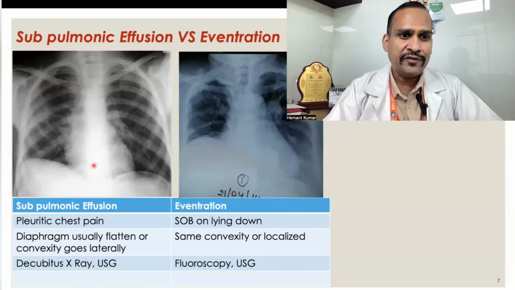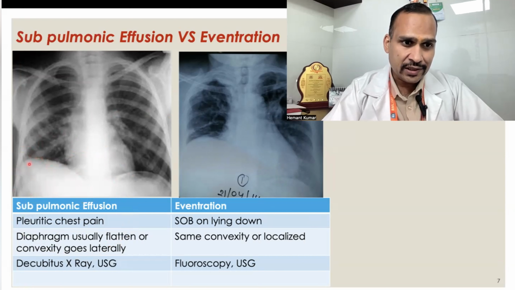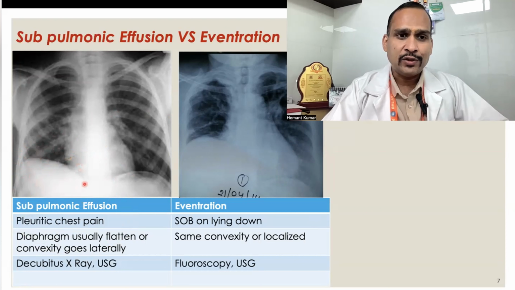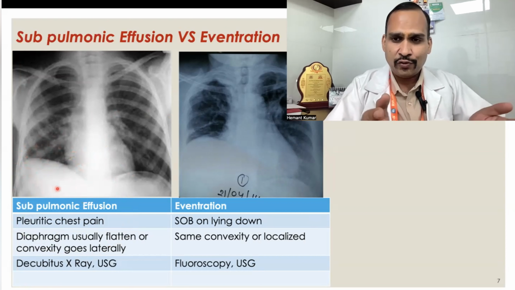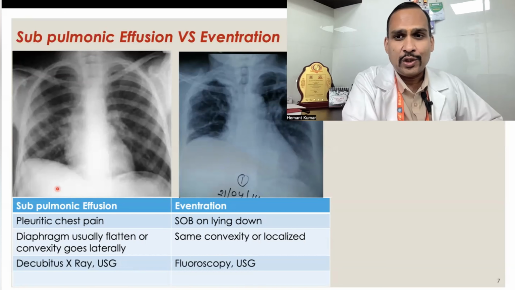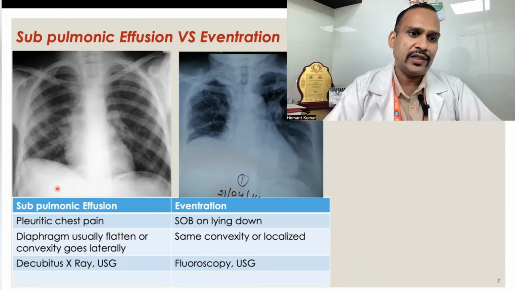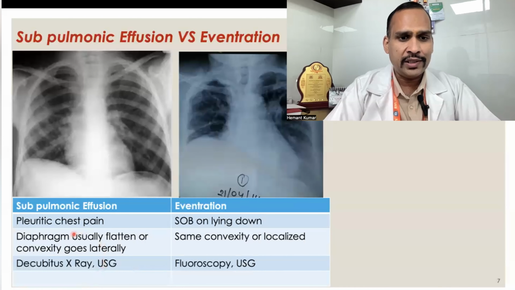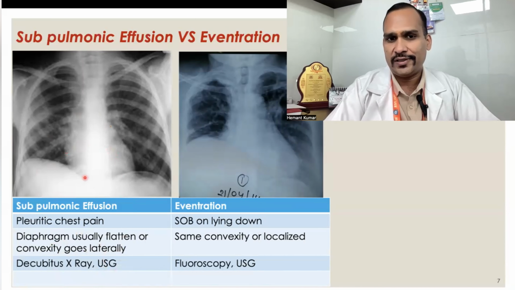In subpulmonic effusion, the patient will have pleuritic chest pain and the diaphragm is usually flat, or you can see the convexity shifted towards the lateral side. This was explained in my lecture 3 also. So whenever there is convexity shift towards the lateral side, you can think of subpulmonic effusion. And how to diagnose? We can diagnose by decubitus X-ray or ultrasound thorax.